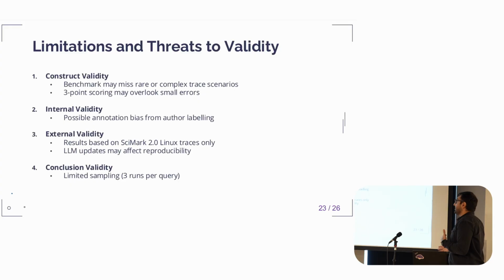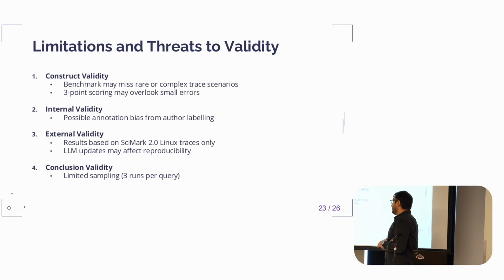There are some limitations and threats to the validity of this study. For example, one is that when we are using humans for evaluating the responses, there is always the risk of bias. So here we also have this risk as well. We only tried SciMark2 traces. It is better to test other traces, and even not kernel traces, user space traces, and see how that performs across other traces.